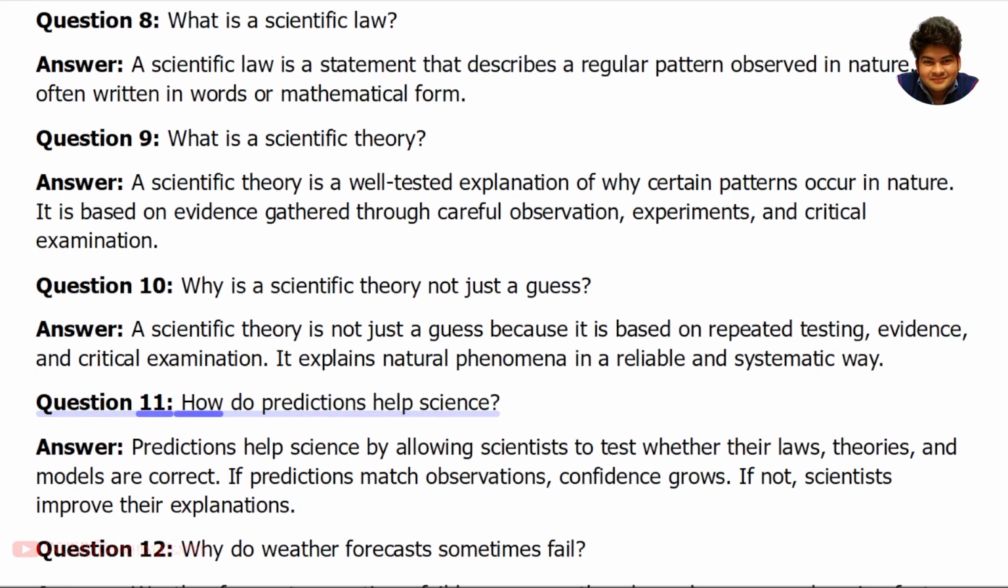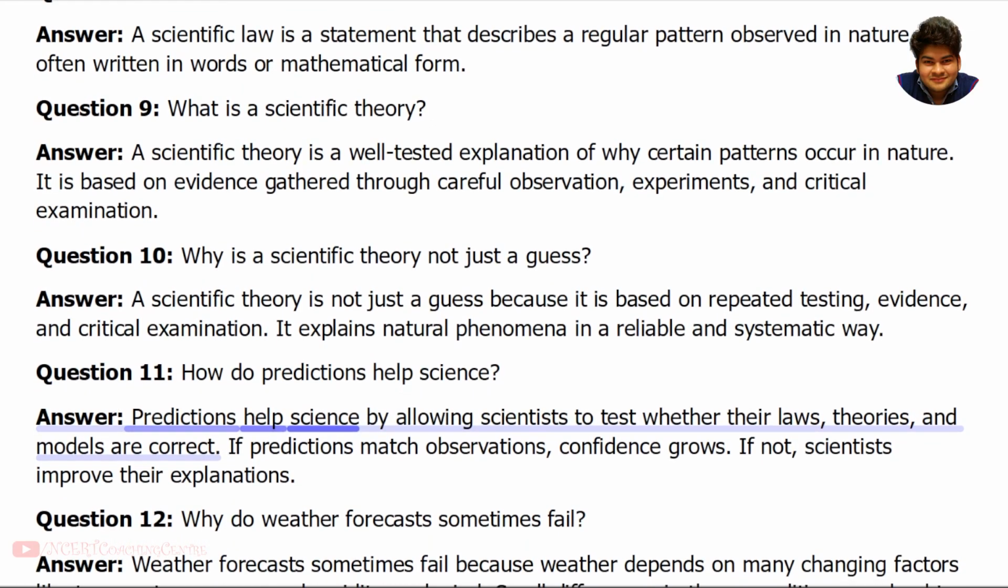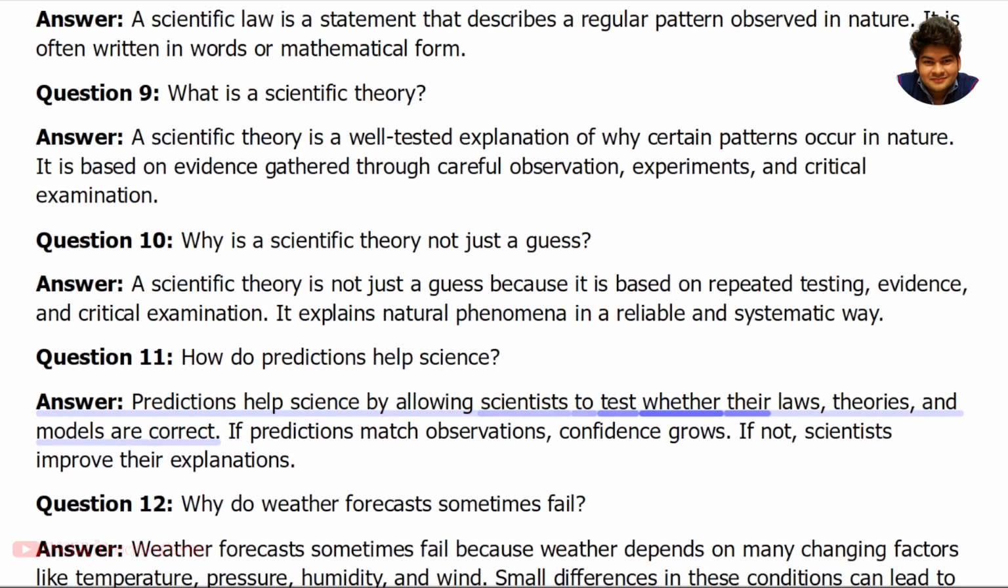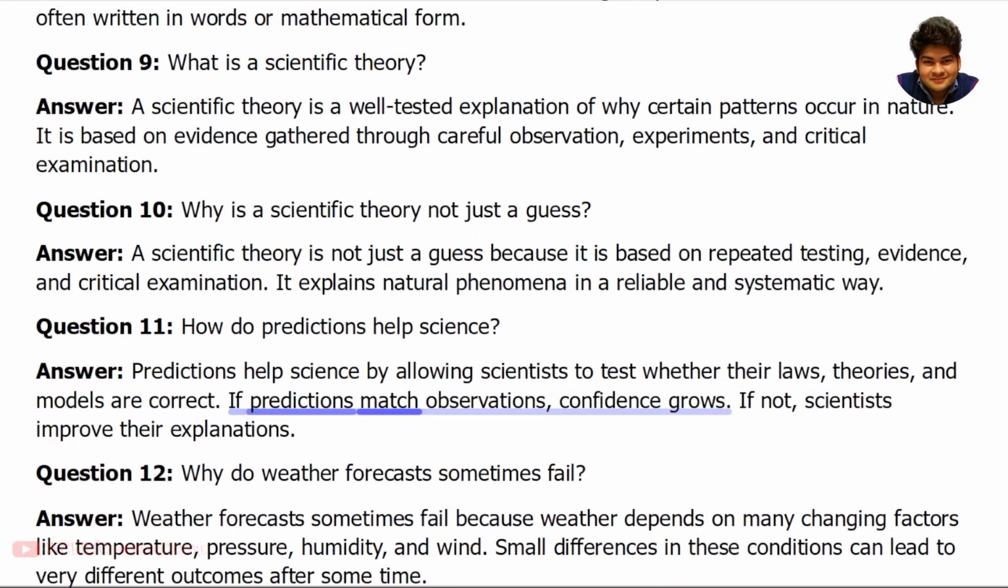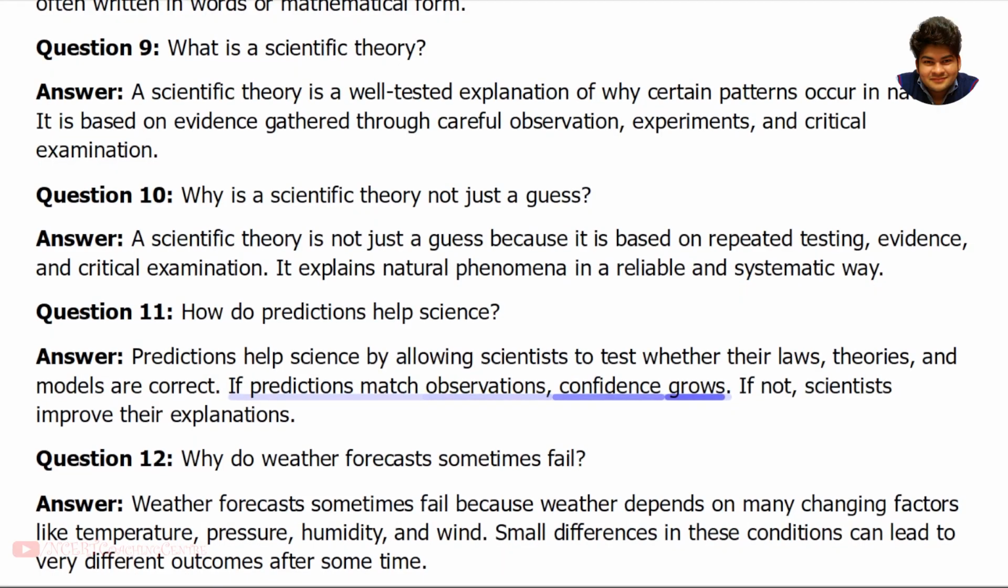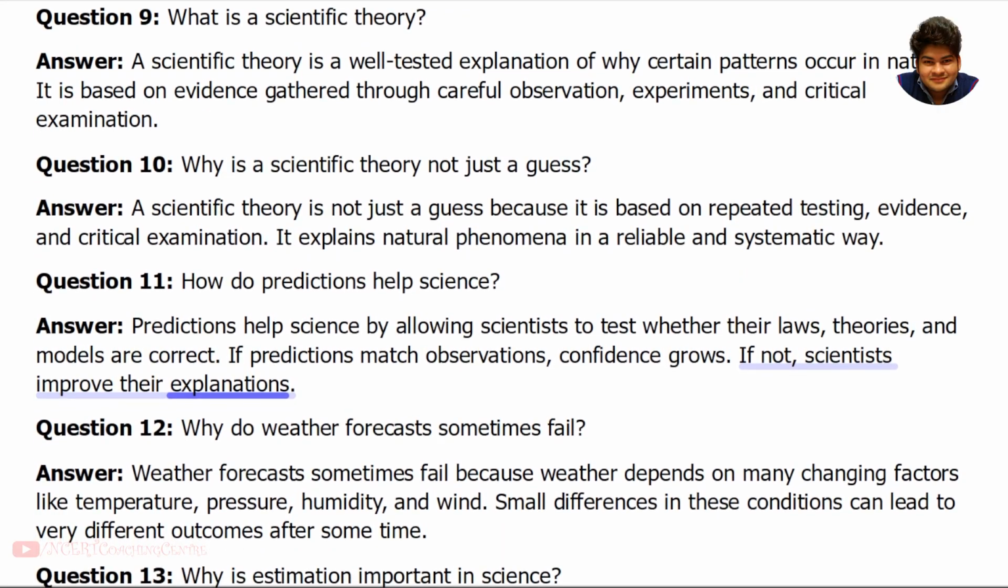Question 11. How do predictions help science? Answer: predictions help science by allowing scientists to test whether their laws, theories, and models are correct. If predictions match observations, confidence grows. If not, scientists improve their explanations.